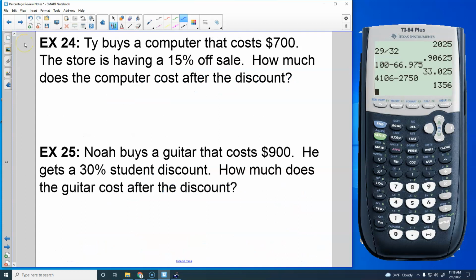Alright. Ty buys a computer that costs $700. Store is having a 15% off sale. How much does the computer cost after the discount? Let's use the shortcut on this. So if it is 15% off, it is 85% on, right? Or you have to pay 85% of the price. So Passion, what is 85% as a decimal? Very good. And so we want 85% of 700. So what would we have to do there, Passion?